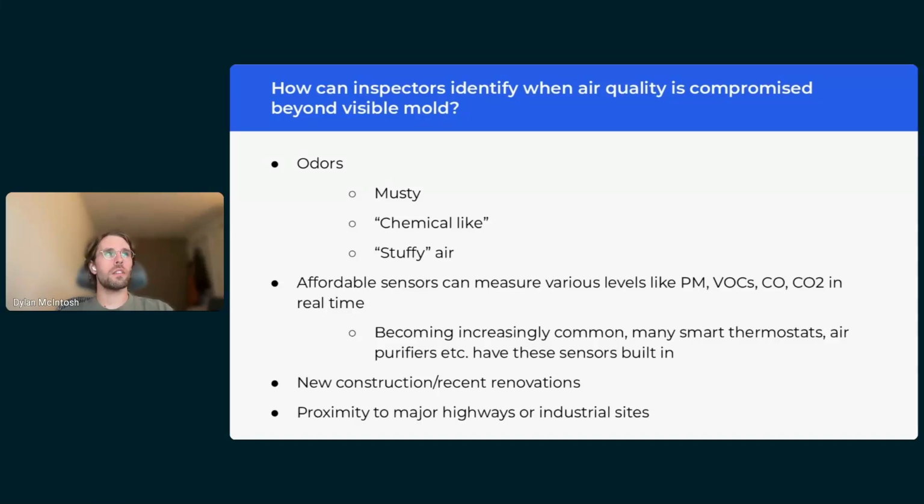Another thing is related to outdoor air quality. The outdoor air quality will directly influence the indoor air quality. So if a home is near a major highway or industrial sites where there's a lot of activity, you may have a localized particulate matter issue or carbon dioxide issue if there's a lot of automobiles, as well as other things from combustion and diesel emissions that you may be concerned with and may want to consider testing for.